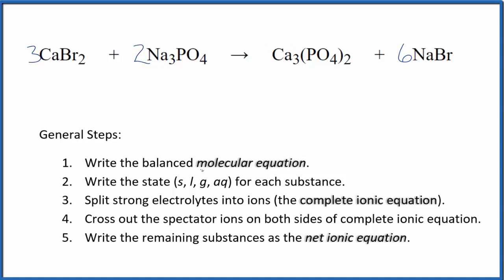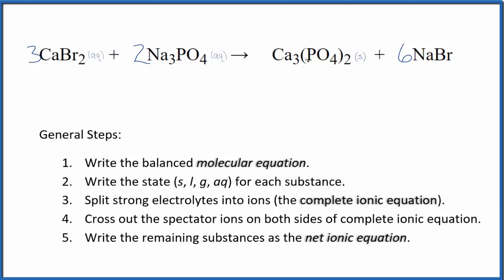Now we can write the states for each substance. If you know your solubility rules, compounds with bromine, they're usually soluble, and then compounds with group 1 elements like sodium, they're almost always soluble. Phosphates in general are insoluble, but it's with this group 1 element, sodium. So this is going to be aqueous. Here we have a phosphate, though, with calcium. That's in group 2. So this is going to be insoluble. If we put an S, because it's a solid, it won't dissolve in water.